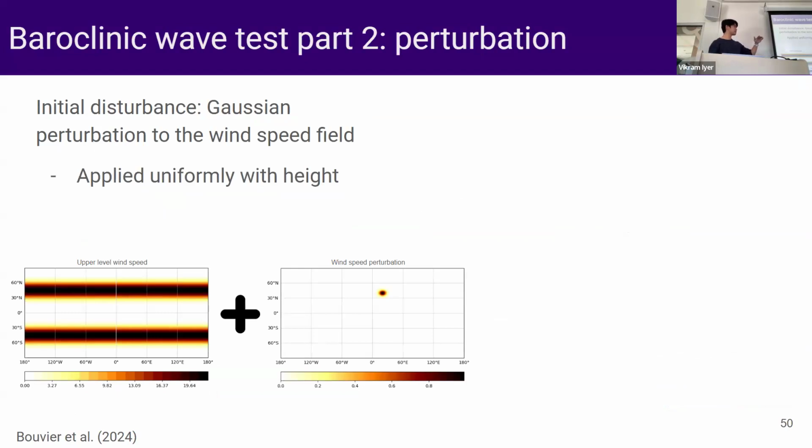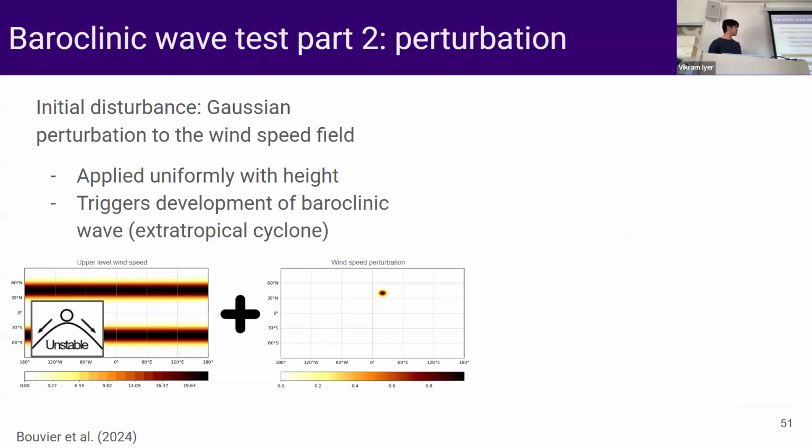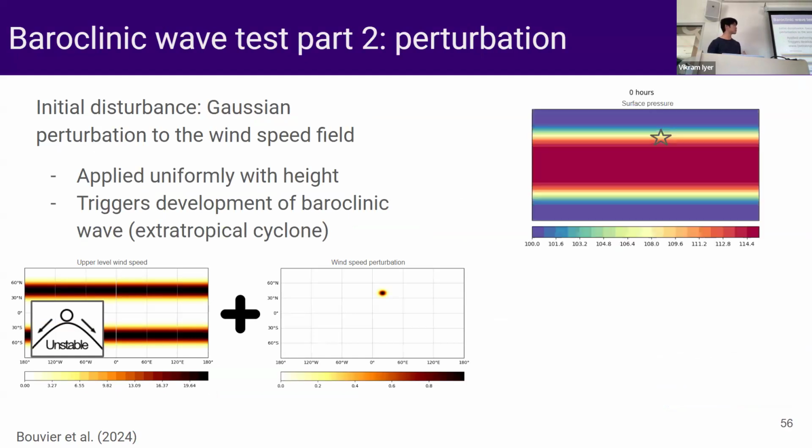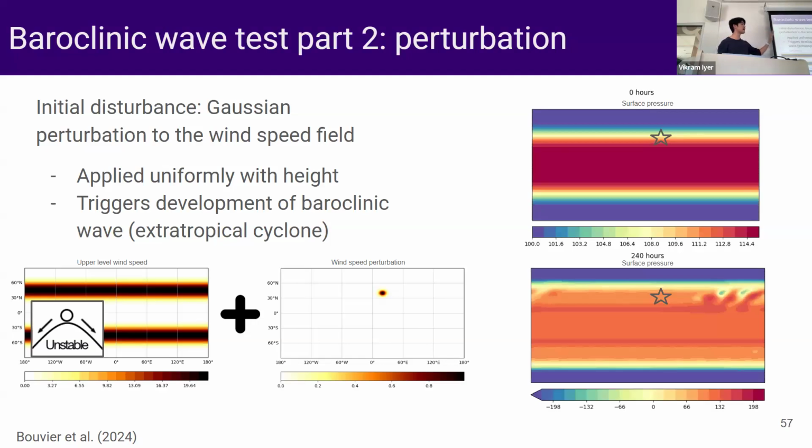We apply this wind speed perturbation uniformly with height, and it triggers the development of our baroclinic wave. As I explained before, it's our extratropical cyclone. To give you a sense of what this might look like, as a preview of the results, here I'm showing you the surface pressure field with a star locating where the initial perturbation is placed. And here I'm showing you the surface pressure field 10 days later in the simulation. And what you can see is that there's some interesting downstream development to the east of where the initial perturbation was placed in the star.